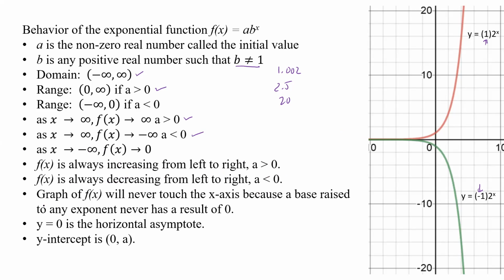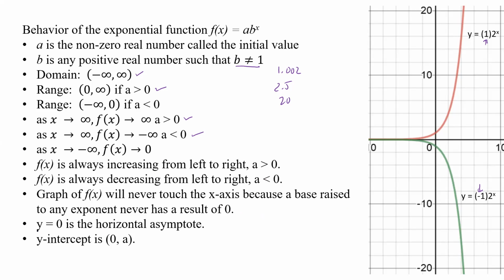Now, again, like I've said, the graph of f of x will never touch our x-axis, the y equals 0, because a base raised to any exponent never ends in a result of 0. It gets very, very close. You might have a point and 20 zeros and then a 1, but it never hits the actual 0 value. And when you have your calculator, it only goes out to 9. So it might show it's 0, but it really never touches that 0.